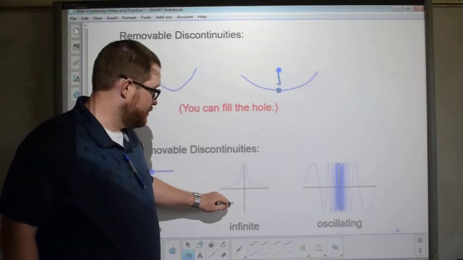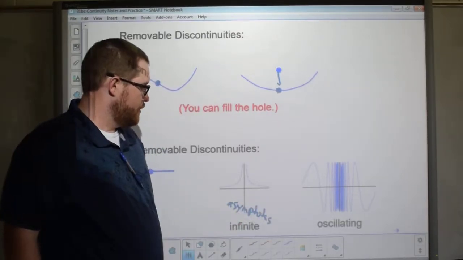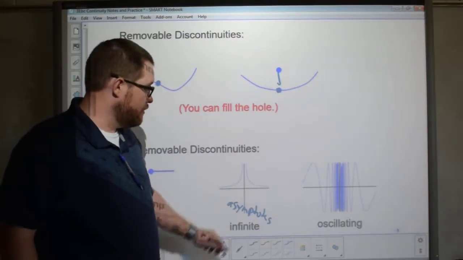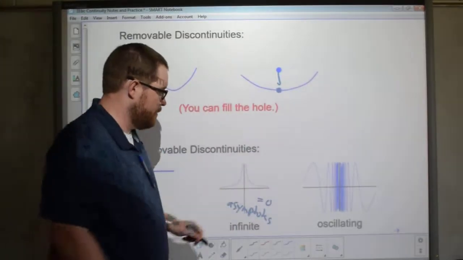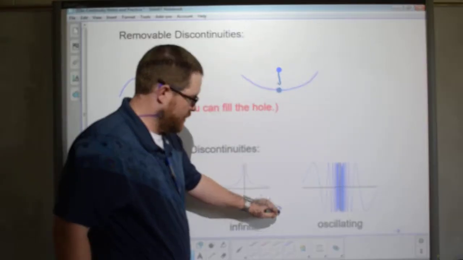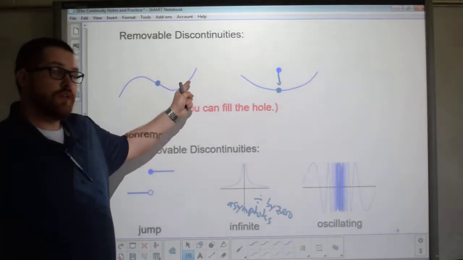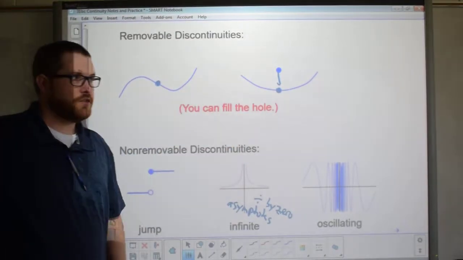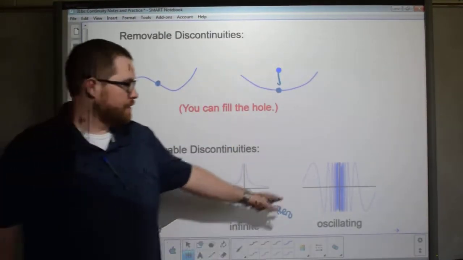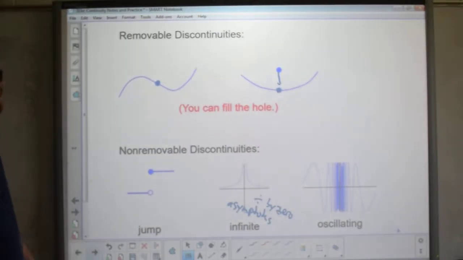Infinite asymptotes. What causes an infinite or an asymptote? It's when you divide by 0. If you end up dividing by 0, you're going to create an asymptote or a hole. The hole you can cancel out through factoring, the asymptote you can't. And the third is oscillating, which is so rare we're not going to talk about it for right now.